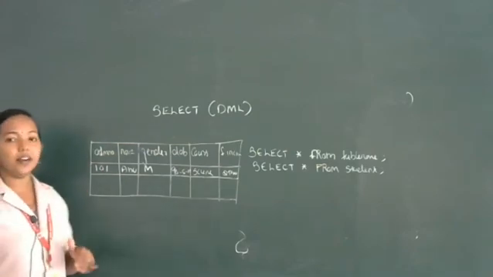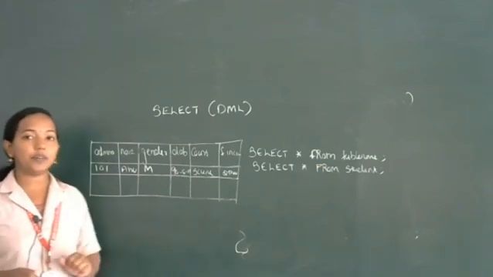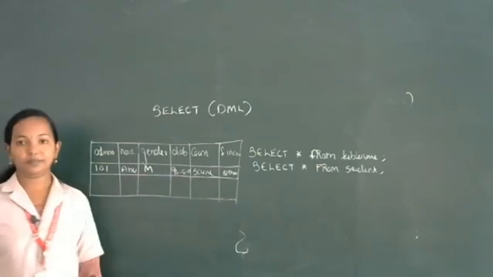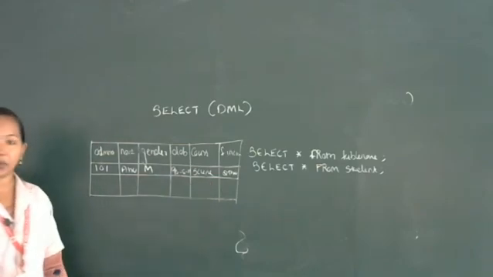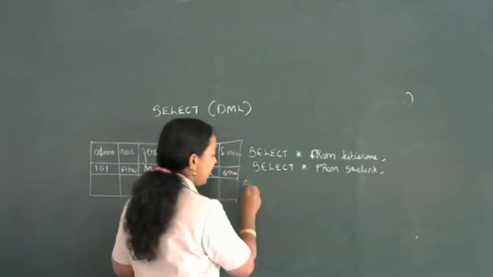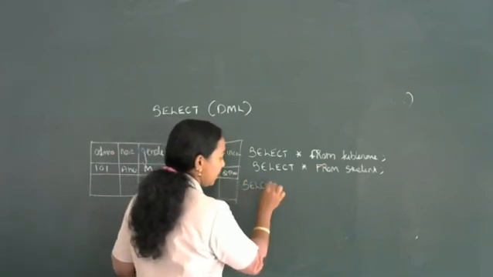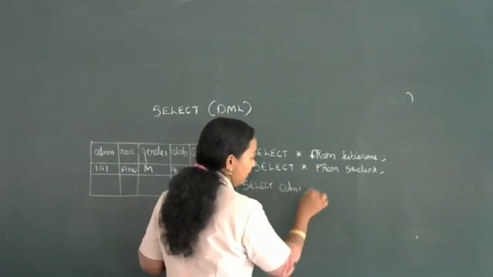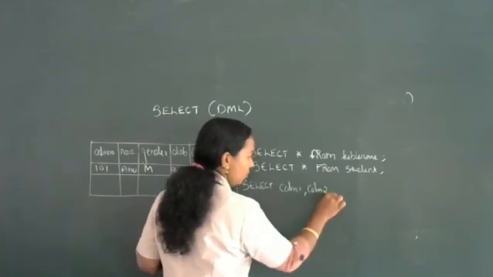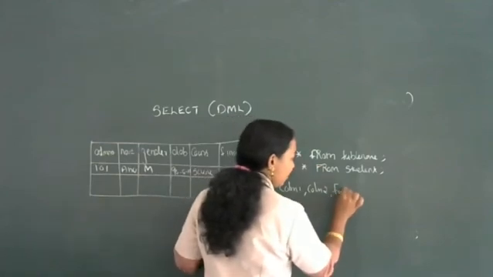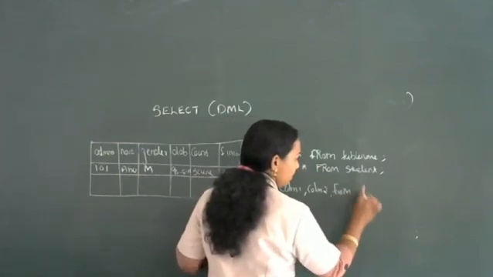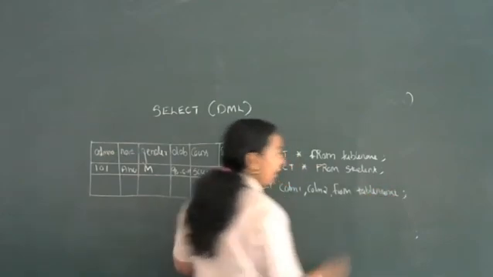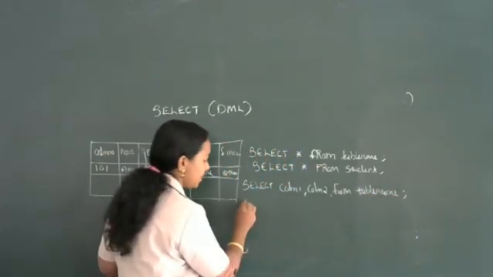Next, suppose we don't want the entire table. We only require admission number, name and course. Only these columns are required. Then we can write like this. The syntax will be: select column 1 to any number of columns from table name.